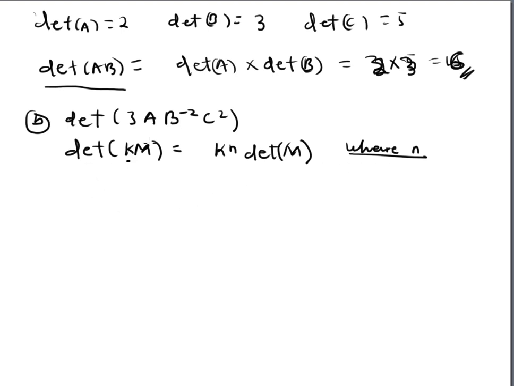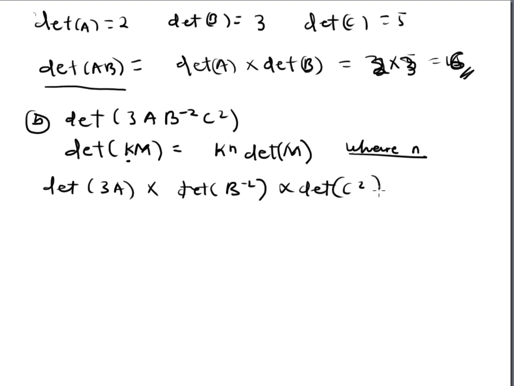So from our first question, we got that the determinant of AB is equal to the determinant of A times the determinant of B. Therefore, we can separate all these as the determinant of 3A times the determinant of B to the negative 2 times the determinant of C squared. I hope you are following. Now, for the 3A, we are going to use this formula.